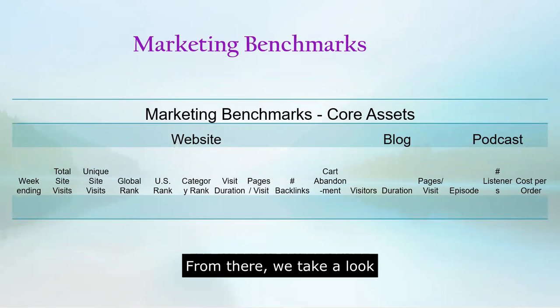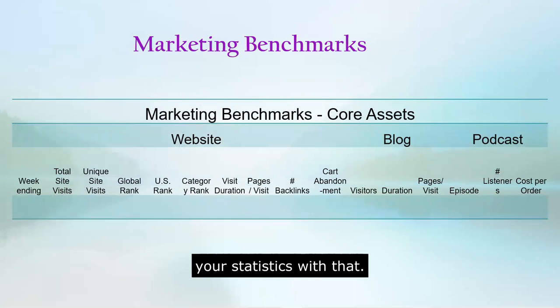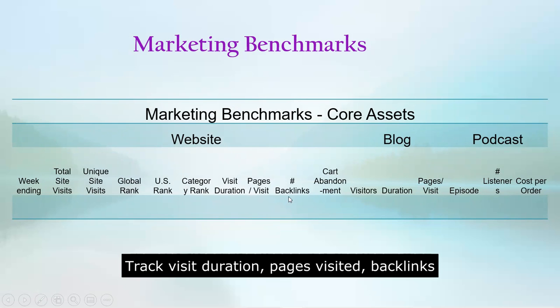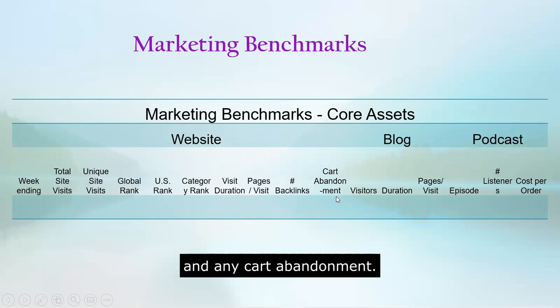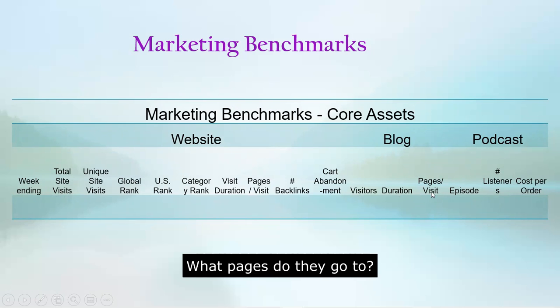From there, we take a look at your assets inside your website and with your blog, and if you're doing a podcast, what you're doing with that. So again, you look at the previous week and you keep tracking this week to week. What were your site visits, your rank, your category, your rank in your category, visit duration, pages visited, backlinks that you've gotten, any cart abandonment stats that you can pull and take a look at. So you want to improve that number. And your blog, the number of visitors, how long do they stay, what pages do they go to, and then within your podcast, your listeners and the cost per order with that.